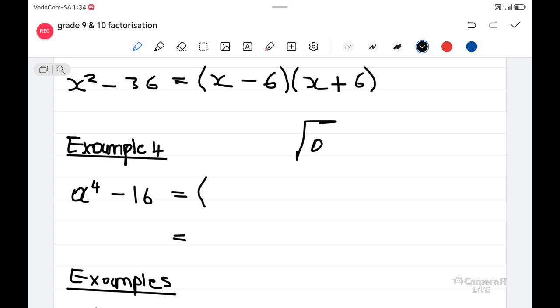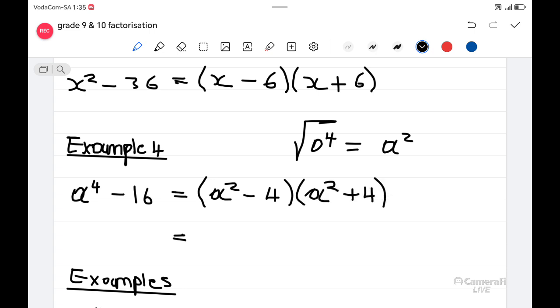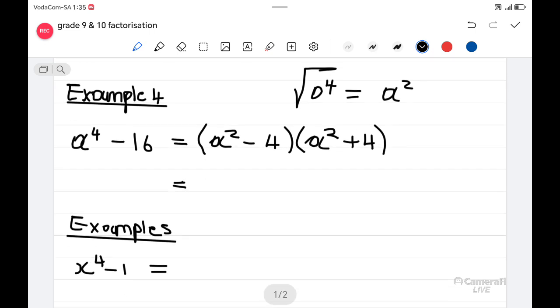What about this one? The square root of a to the power 4 is the same as what? a squared. So now a to the power 4 is a squared minus 4 because the square root of 16 is 4. You copy exactly as it is, a squared, you change the sign to be plus 4. Simple. It's not difficult to factorize difference of two squares.